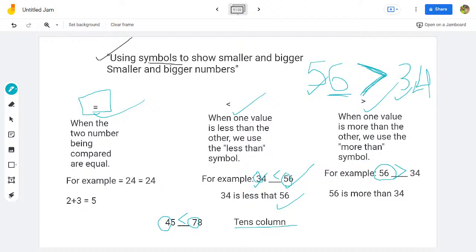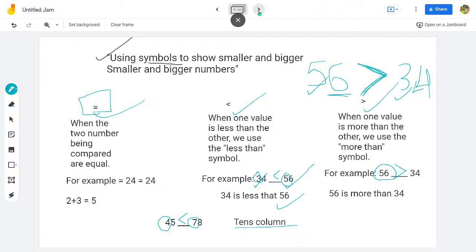हम लोग tens column को सबसे पहले देखेंगे. But in that case हम लोग ones column को कब देखेंगे? When do we look at the ones column? When the tens column is the same. जब tens column same होगा two numbers का, we would look at the ones column.